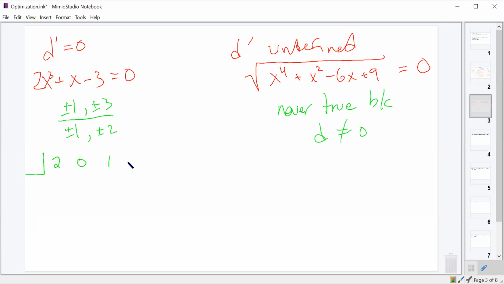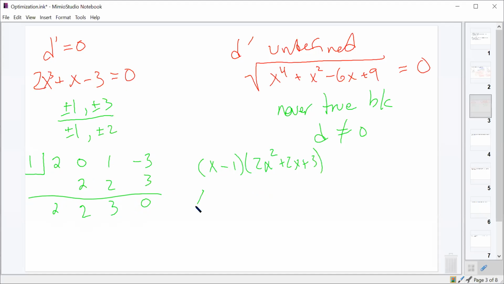1. Okay, what a great guess. So 2x cubed, 0x squared, 1x minus 3 are coefficients going across. 1 is the one we're going to try, or 1 over 1. Bring down the 2, multiply by the 1, add, multiply, add, multiply, add. If it comes out to 0, then we're good. So this became x minus 1 and 2x squared plus 2x plus 3 equals 0. So x equals 1.